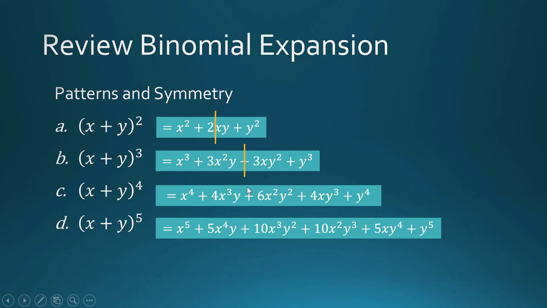How about with the cube? x plus y cube. Look at this, 3, 3. Look at the coefficients, 3, 3. With this one, 1, 1, 4, 4, and then you have 6 in the middle. And this one, look at that. It's like you can fold this strip of paper along this line and the coefficients will match each other. 1, 1, 5, 5, 10, 10.